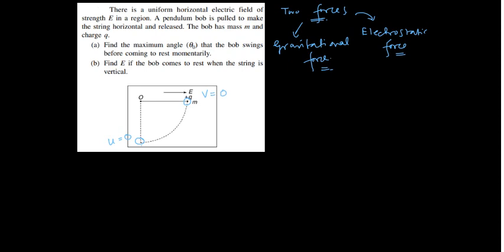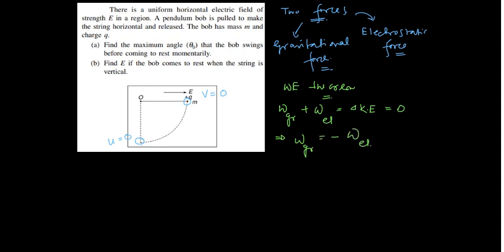If I apply work energy theorem, what can I write from here? I can write work done by gravity plus work done by electrostatic field is equal to change in kinetic energy, which is equal to 0. So it means work done by gravity is equal to minus of work done by electrostatic field, or vice versa. We can also write work done by electrostatic field is equal to minus of work done by gravity. That's fine.